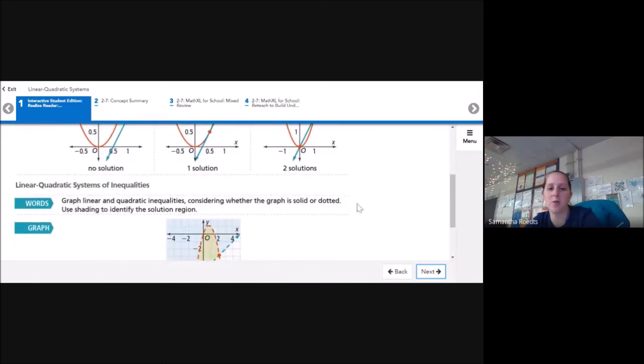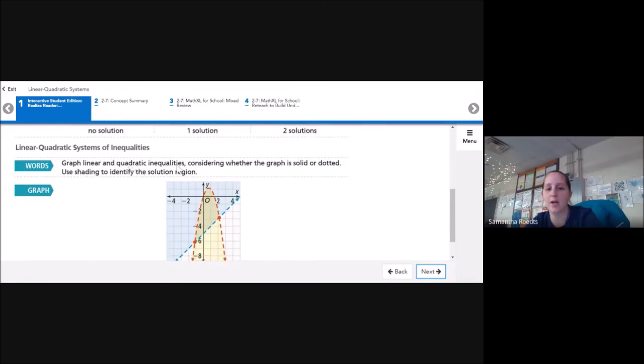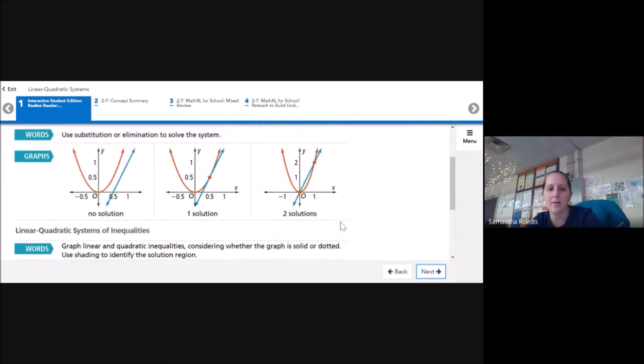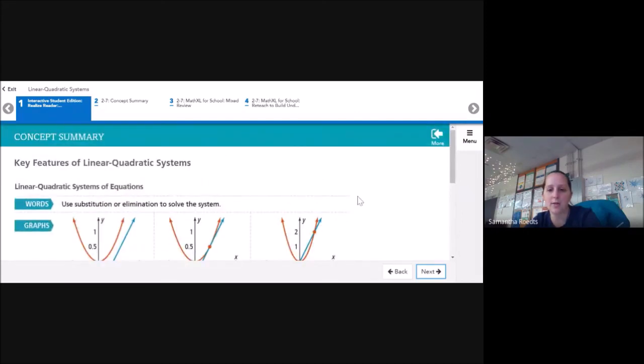Linear-quadratic system of inequalities: graph the linear and quadratic inequalities, considering whether the graph is solid or dotted. Use shading to identify the solution region. In this case, it's this solution here. And that is the end of Unit 2, Lesson 7.